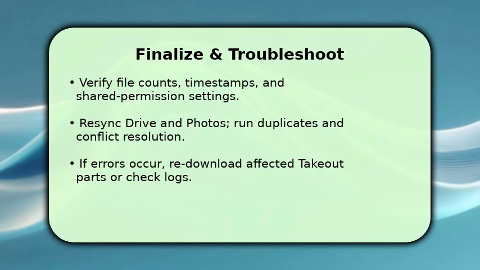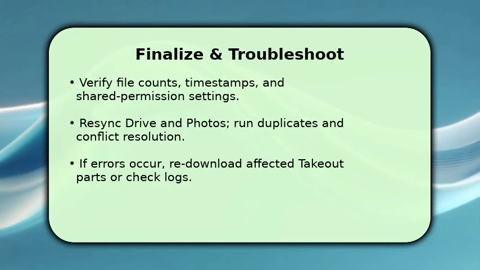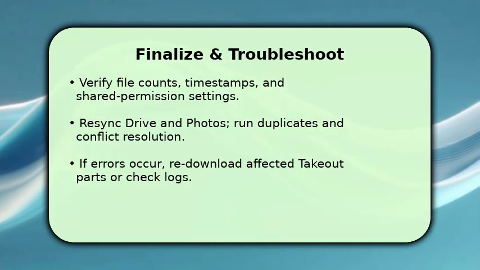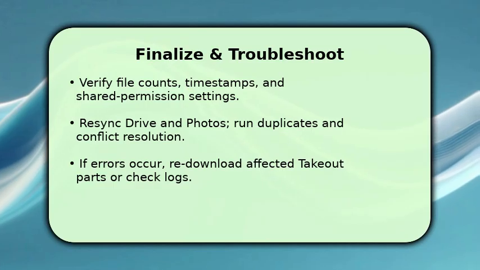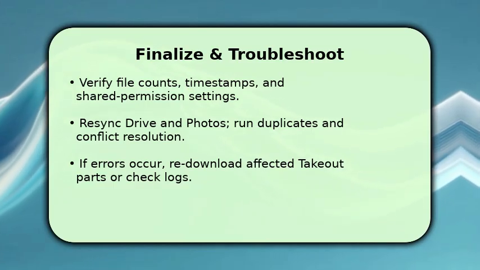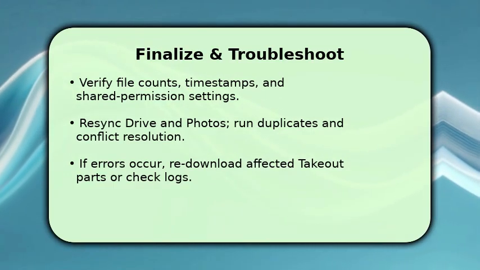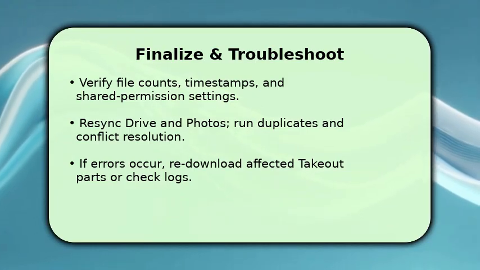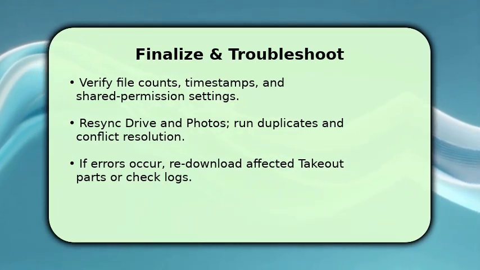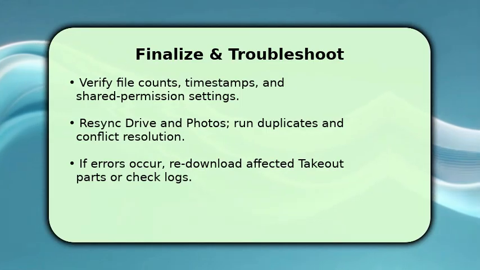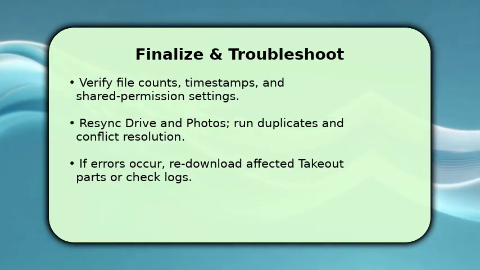You finish by validating completeness and fixing any issues before calling it done. Compare file counts and timestamps against the archive manifest and spot-check key documents and photos. Make sure Drive sharing and permission settings are restored. Reapply them if not. Once sync's complete, run duplicate and conflict resolution tools to tidy repeated uploads.